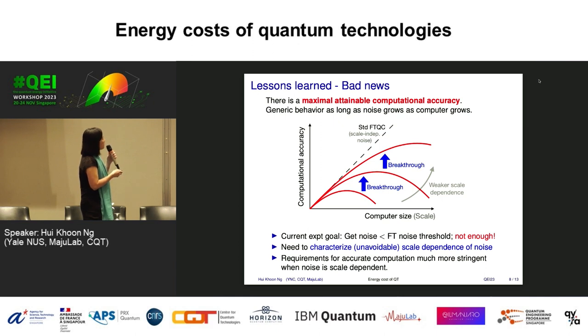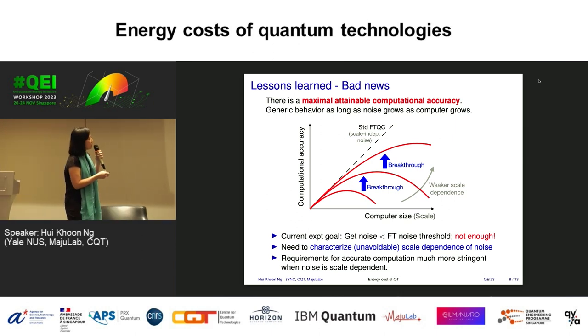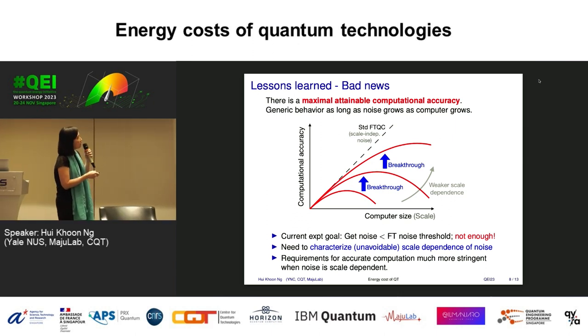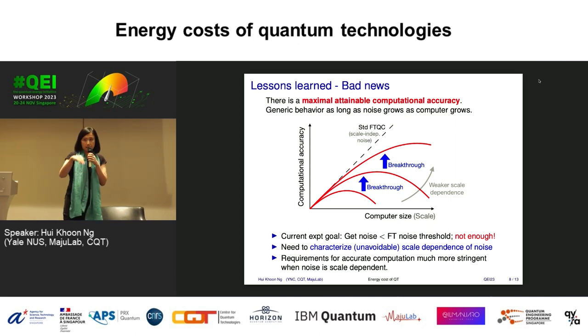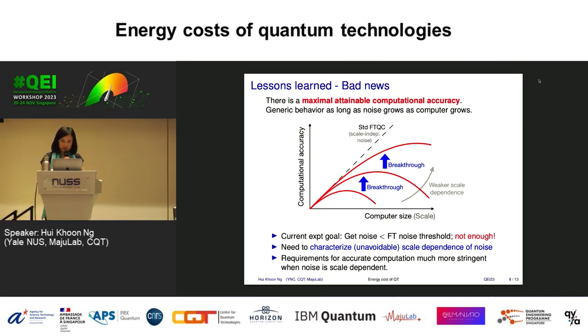So as you increase your computer size, your fault-tolerant quantum computing works for a little bit, and then you hit this limit on your accuracy, and then it comes back down again, even as you increase your computer size. What you then need is some sort of breakthrough in your physical device to be able to get to a weaker scale dependence, and then you can follow one of these other red lines, and you go up as you improve your technology.